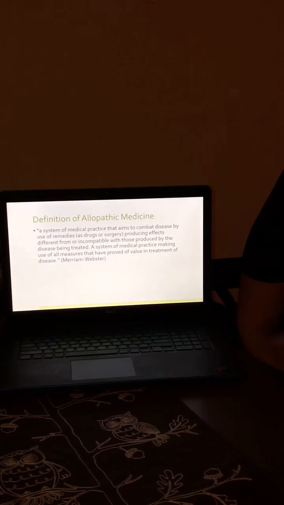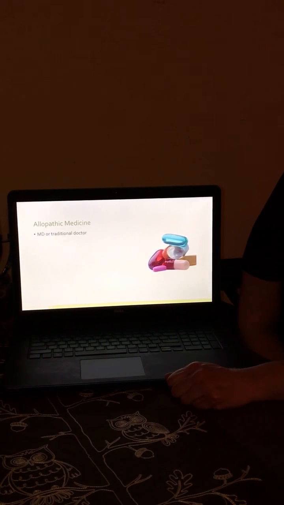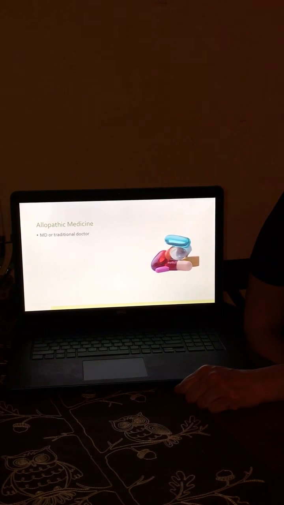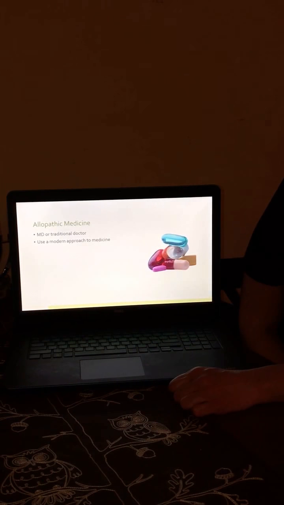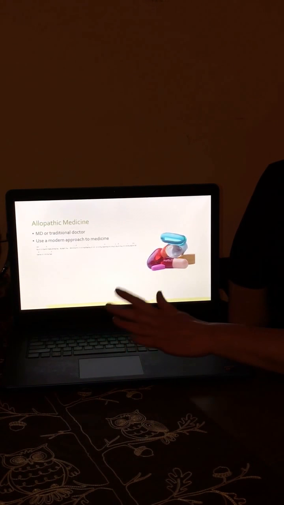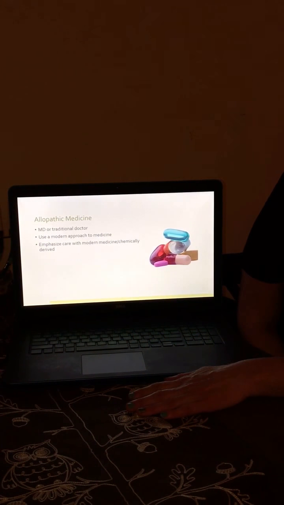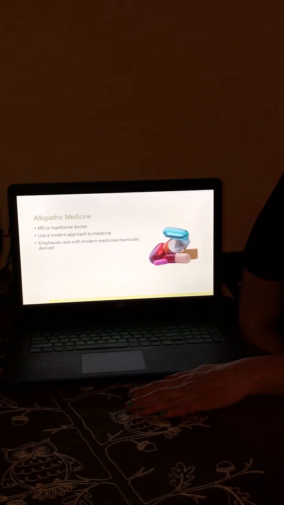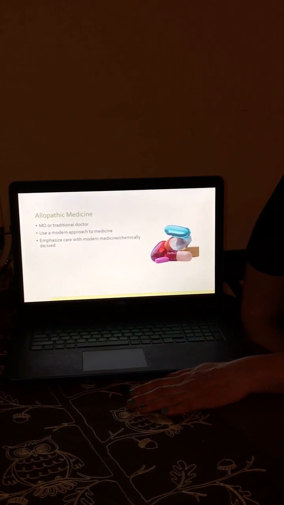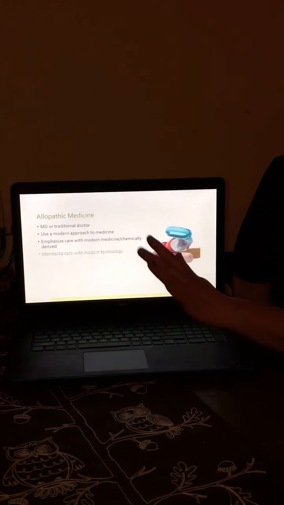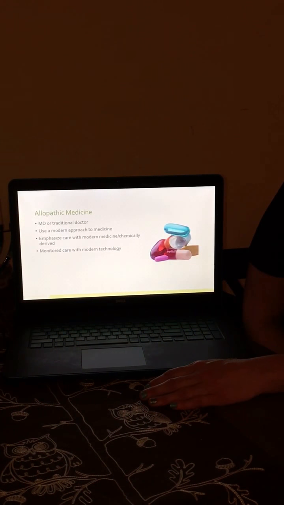So, with allopathic medicine, you have an MD or a traditional doctor. They use a modern approach to medicine. Basically, with their care, they emphasize modern medicine, chemically derived, which means they prescribe medication more than what an osteopathic doctor would. And last, they use monitored care with modern technology.